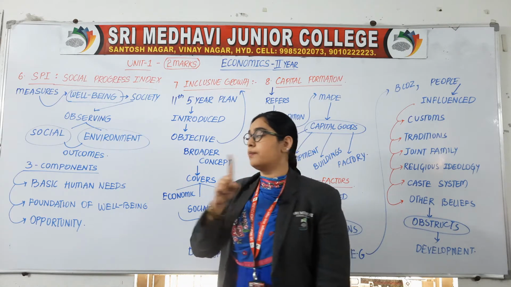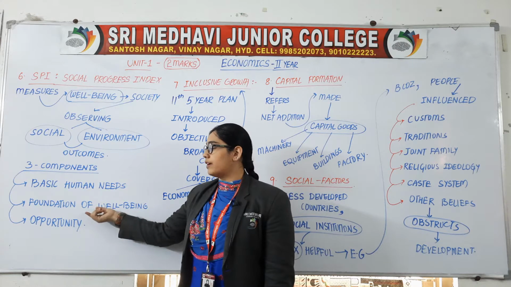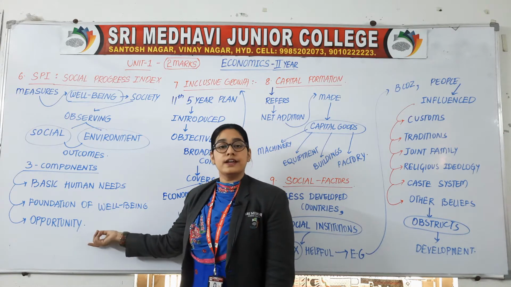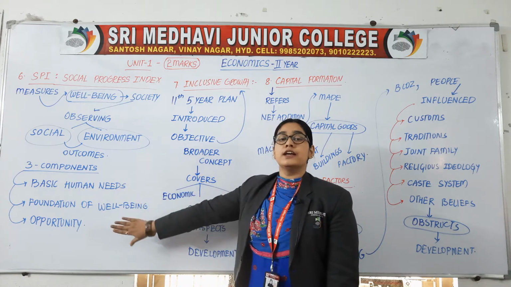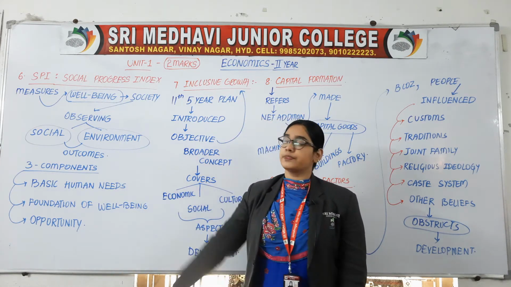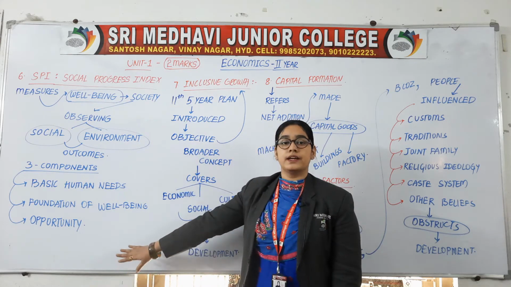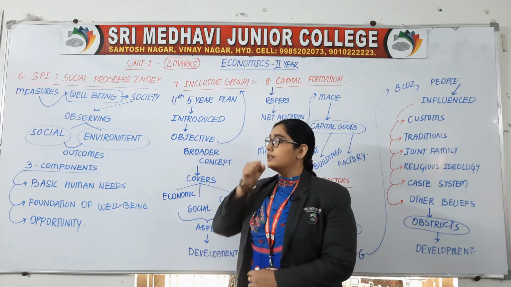What is the first component? Basic human needs. The second component, foundation of well-being. Third component is opportunity. Basic human needs, foundation of well-being and opportunity. So first definition is done. Clear? Shall we recall it once again?